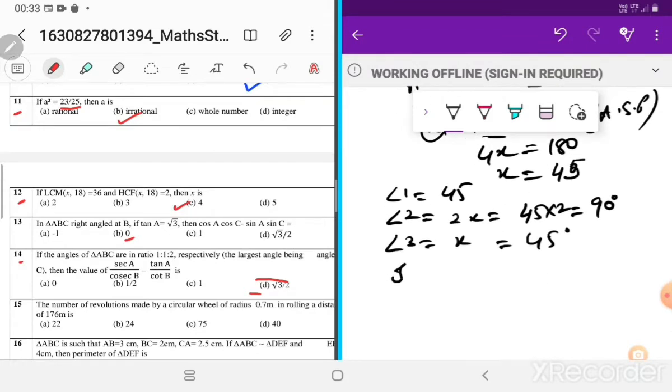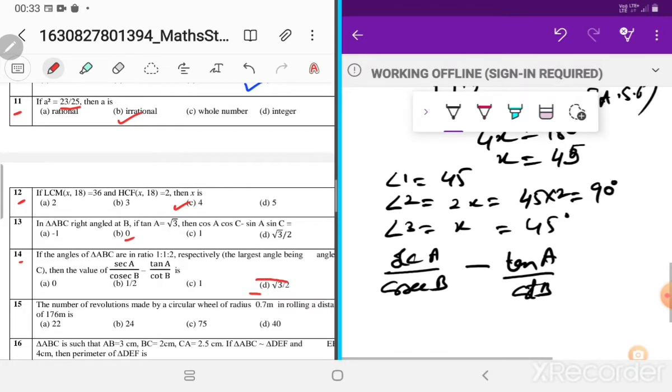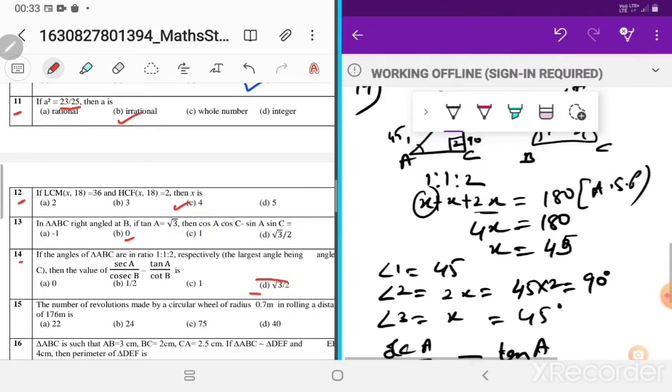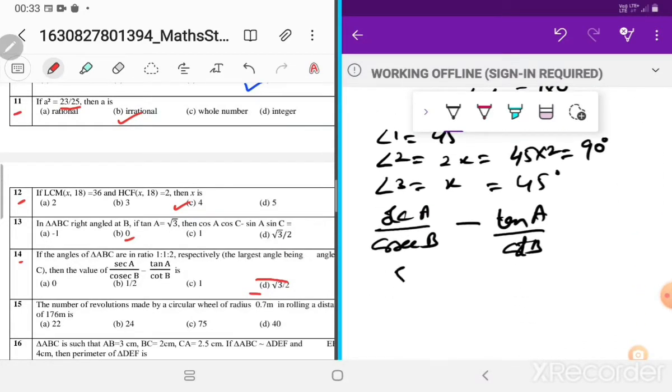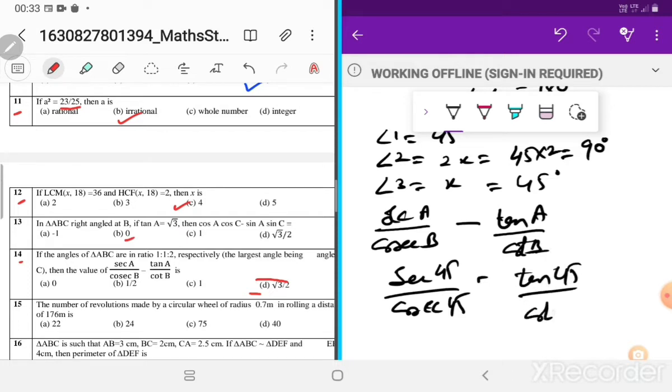We have to find secant A upon cosecant B minus tan A upon cot B. You have to find the value of this. Now children, secant A. A is what? Angles A and B are both 45 and 45. We will directly substitute here. Secant 45 upon cosecant 45 minus tangent 45, and angle B is also 45, and cot 45.